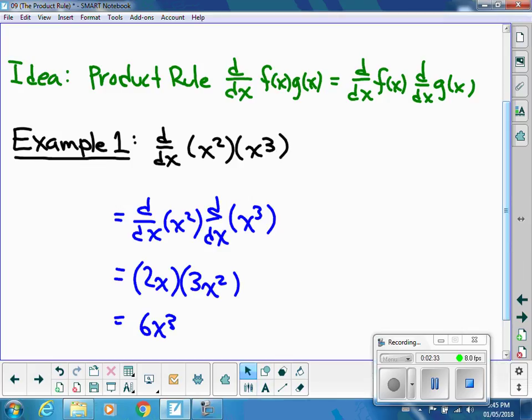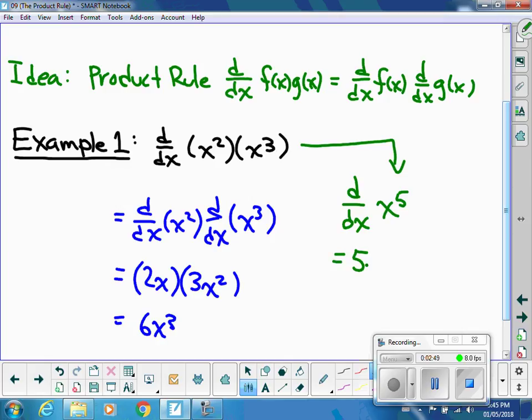Straightforward enough, so let's verify this. On the side here, I can do that multiplication first. x squared times x cubed is x to the power of 5. But using the same rule, that means the derivative should be 5x to the power of 4. So clearly this idea doesn't work. That is not the right thing, so this is not the product rule. Unlike limits, where you can just multiply the limits, it doesn't work that way with derivatives.